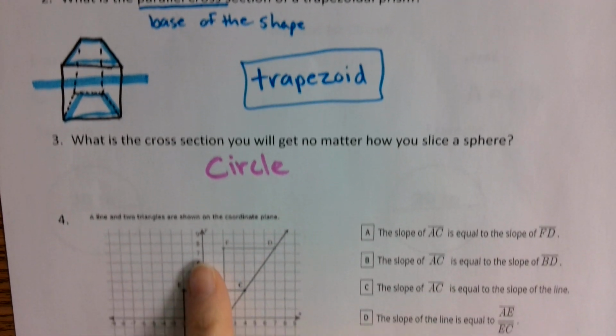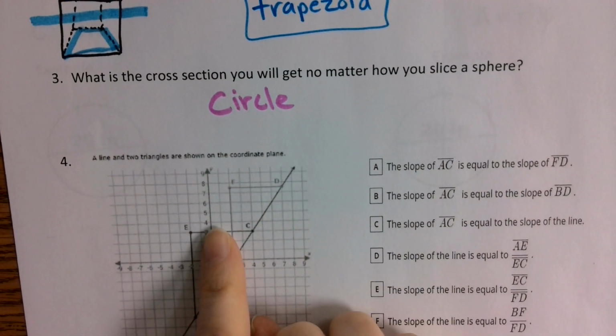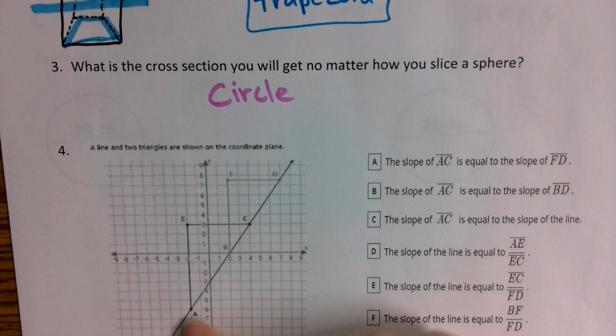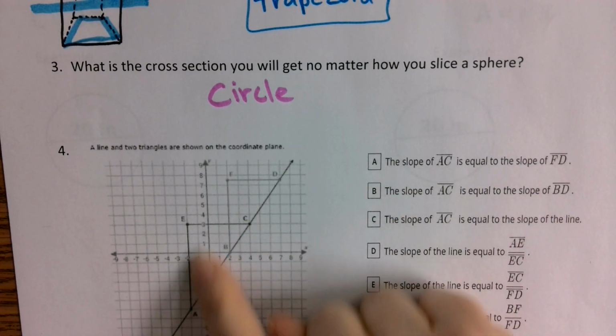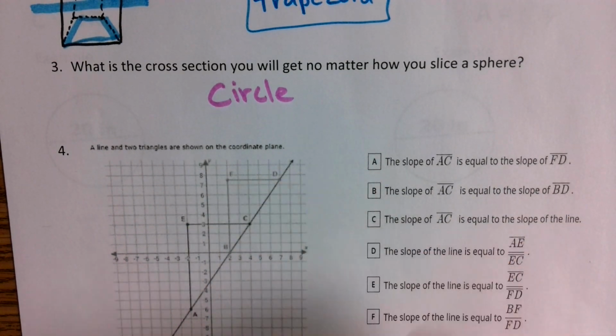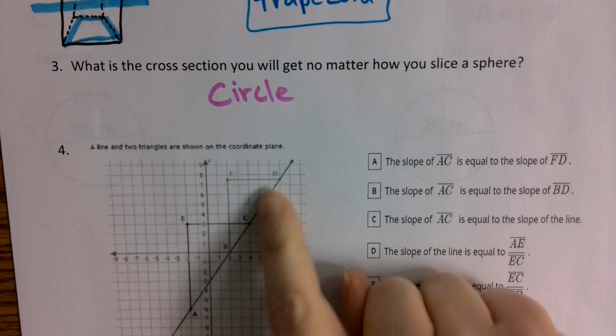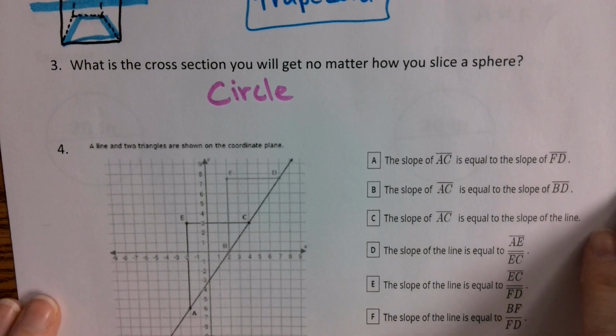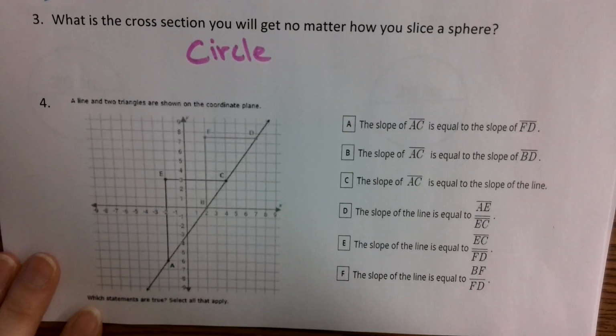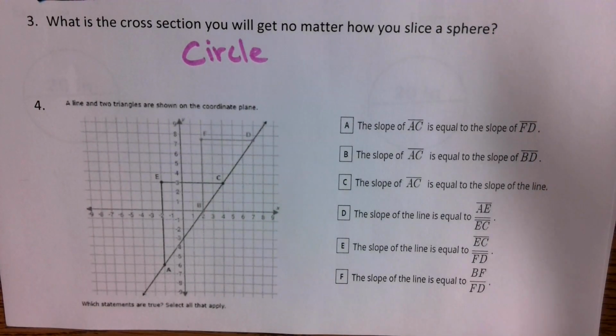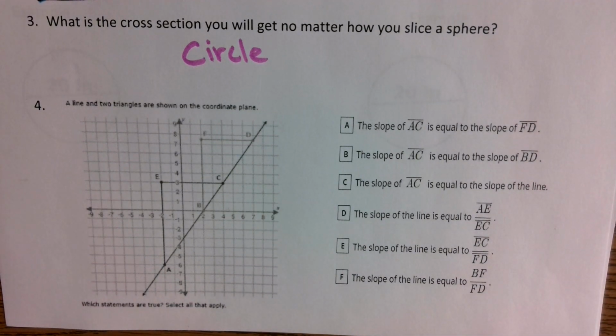All right, let's take a look at problem number 4. We have this line with two triangles that are proportional to each other. They are scaled drawings of each other, and we want to know which of the following statements are true. There could be more than one that's true, but we want to make sure that we're checking all of them.